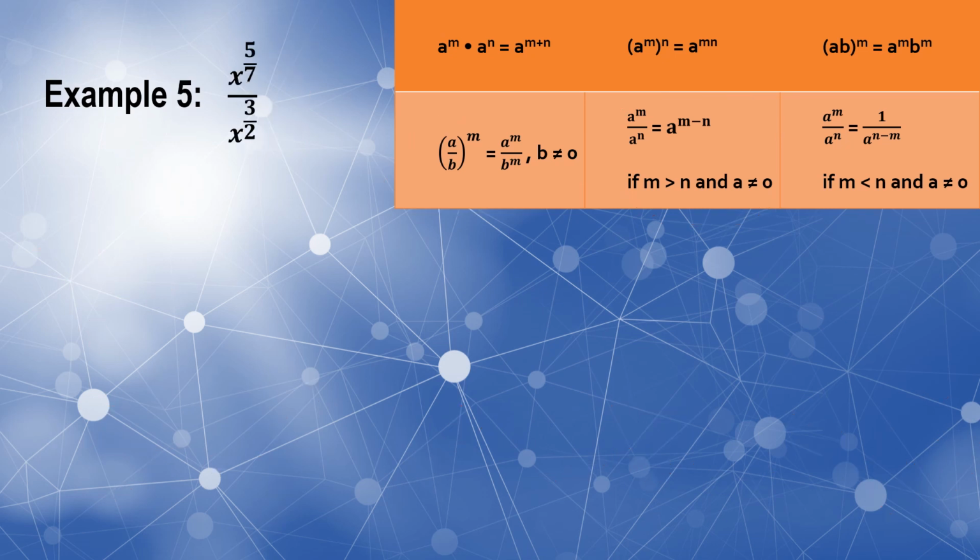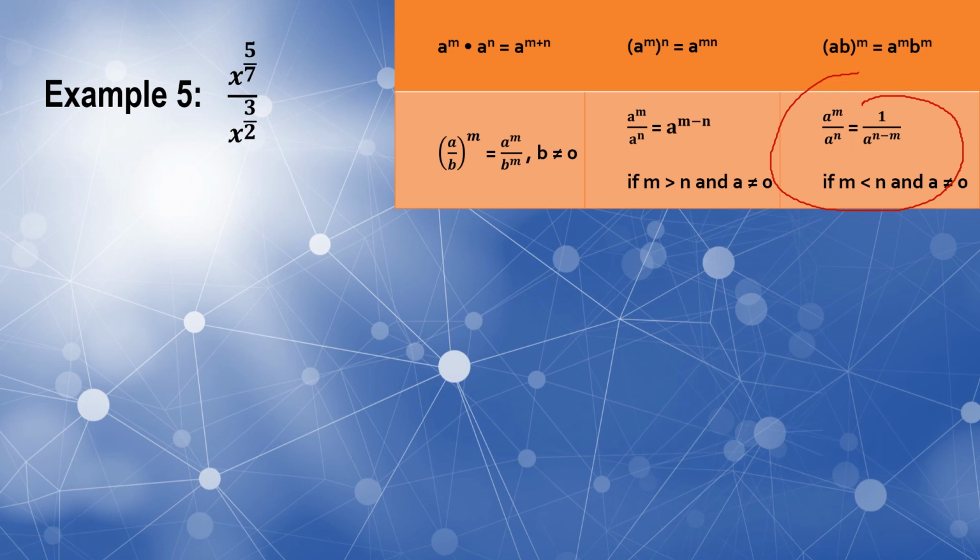For our fifth example, we have x raised to 5 over 7 over x raised to 3 over 2. So the question here is, what law of exponent are we going to apply? The law that we are going to apply is this one. Why? Because the exponent in the numerator is less than the exponent in the denominator. 5 over 7 is less than 3 over 2. Since 3 over 2 is an improper fraction, it is more than 1 or greater than 1.